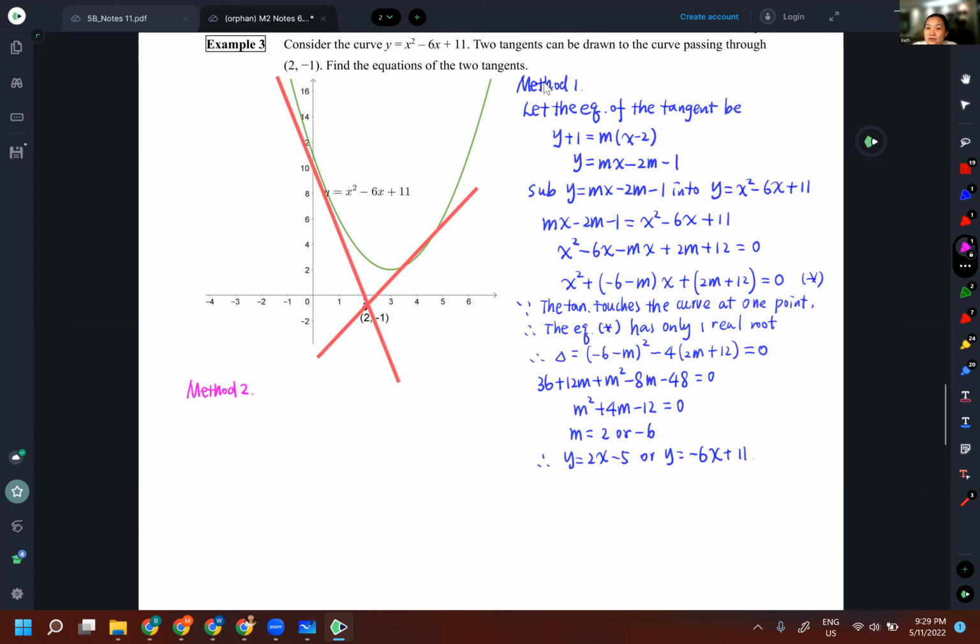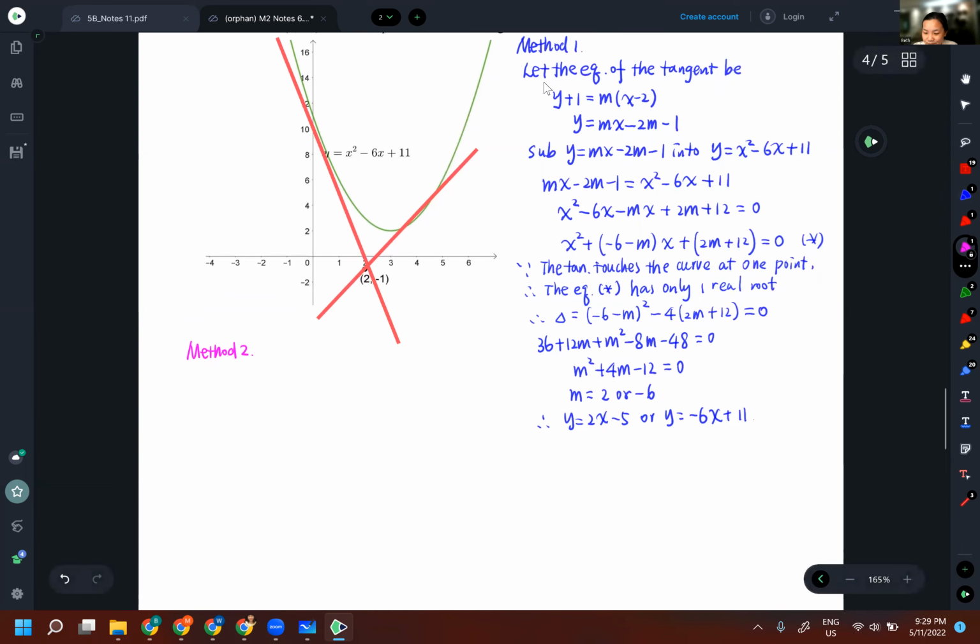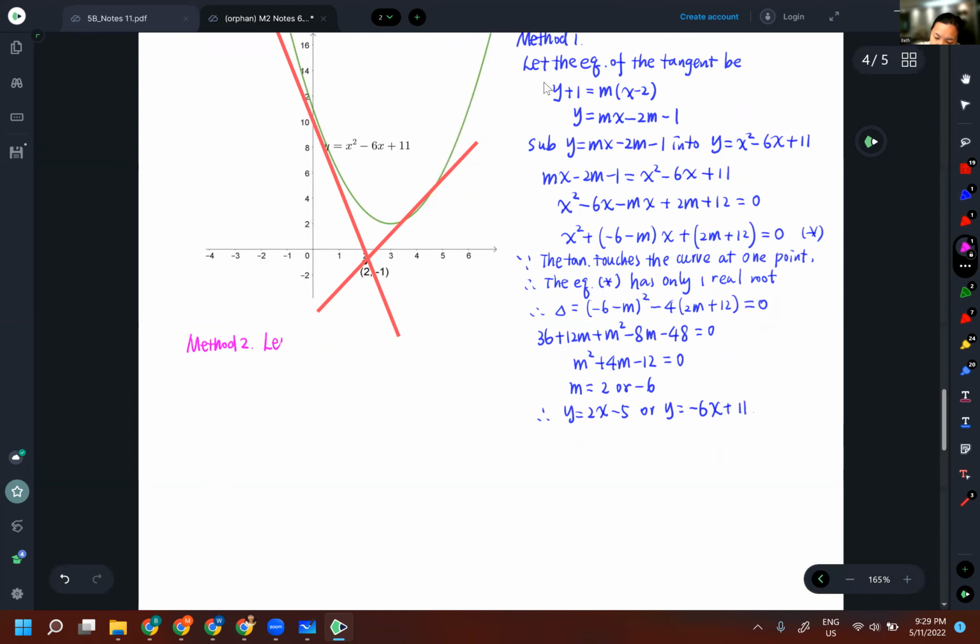But for method 2, the differentiation method, I have to find the point of contact, because only through the point of contact can I find the slope. Let the point of contact be (x0, y0). So I don't have m. In this question, I don't have m.